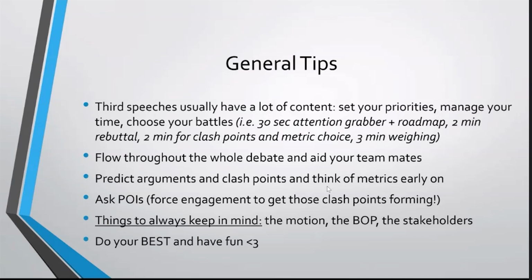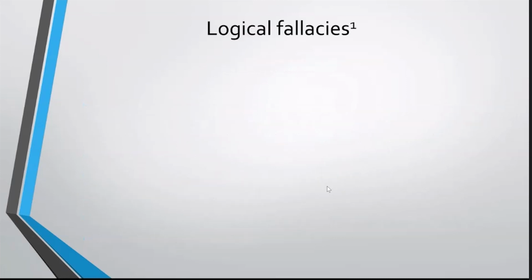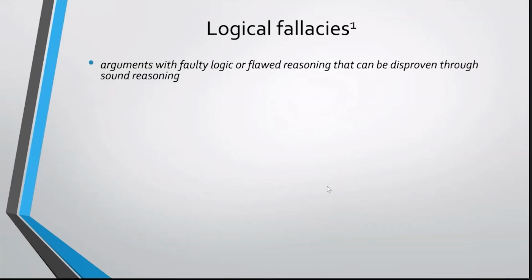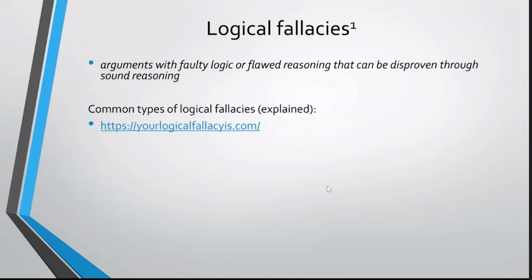Woo! And before I finish this off, I mentioned logical fallacies earlier. So I'm going to go back to that really quickly for absolutely no reason. I just think it's a very cool, useful thing. So logical fallacies are arguments with faulty logic or flawed reasoning that can be disproven through sound reasoning. Common types of logical fallacies explained you can find right here.